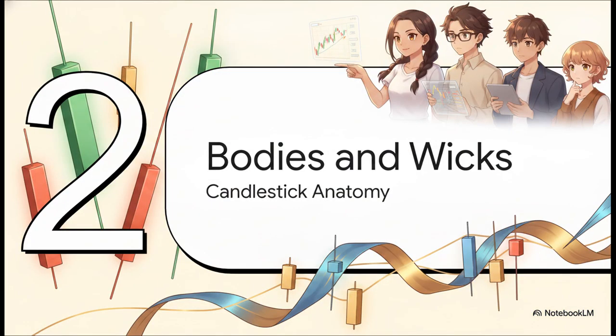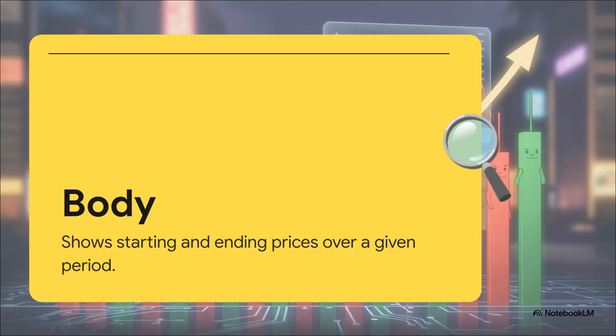Moving right along to Section 2, anatomy, bodies and wicks. Now, if you're a beginner, this right here is the absolute foundation of the candlestick alphabet. You really have to understand this part perfectly before we can start reading the words and sentences of the market. Every single candlestick consists of two main parts. The first is the body. The body is that thick, chunky part of the candlestick right in the center.